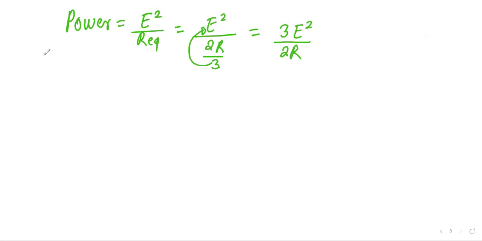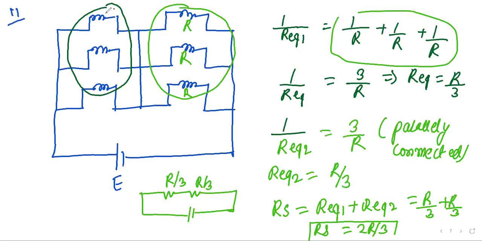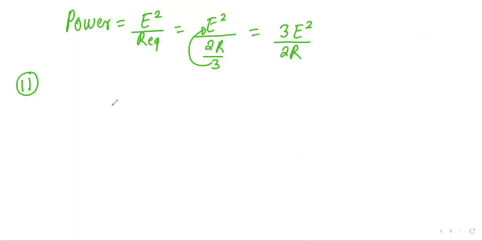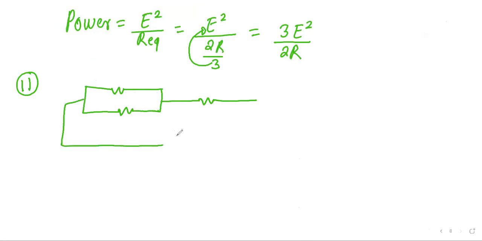Now look at the second one. When two bulbs from section A and one from section B are glowing, right? So in this condition, these two bulbs are glowing and one bulb is glowing from here. So your circuit will be reduced like this, right? Two from the first section and one from the second part.